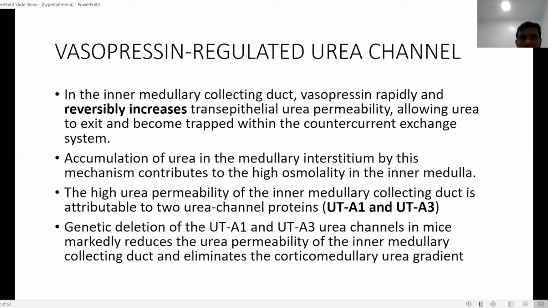Another important channel is the vasopressin-regulated urea channel. In the inner medullary collecting duct, vasopressin rapidly and reversibly increases the transepithelial urea permeability, allowing urea to exit and become trapped within the countercurrent exchange system. Accumulation of urea in the medullary interstitium will cause high osmolality in the inner medulla, and this high urea permeability of the inner medullary collecting duct is attributable to two channels, that is urea transport A1, urea transport A3. Genetic deletion of these UT-A1 and UT-A3 channels in mice reduces the urea permeability and eliminates the corticomedullary urea gradient that will lead to concentration defect in the kidneys.